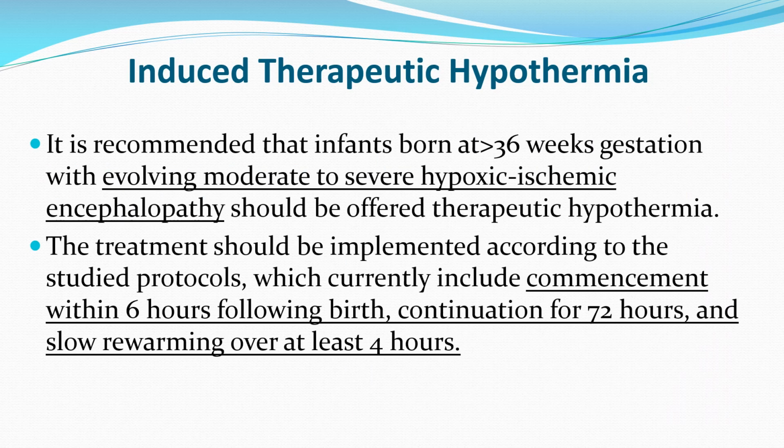There is a final thing which needs to be done if the baby failed the above measures. It's recommended that infants born at more than 36 weeks gestation with evolving moderate to severe hypoxic ischemic encephalopathy should be offered therapeutic hypothermia. The treatment should be implemented according to the previous study protocols, which currently include commencement within 6 hours following birth, continuation for 72 hours, and then slow rewarming over another 4 hours.